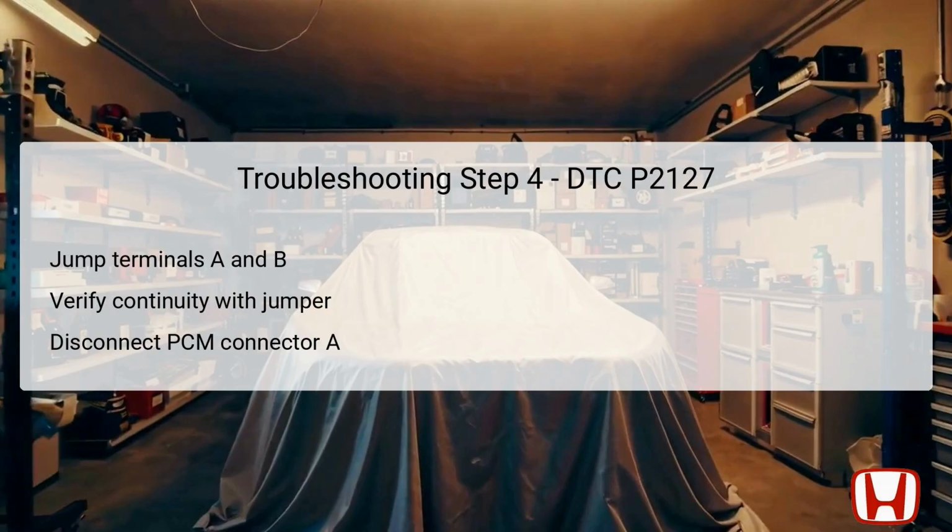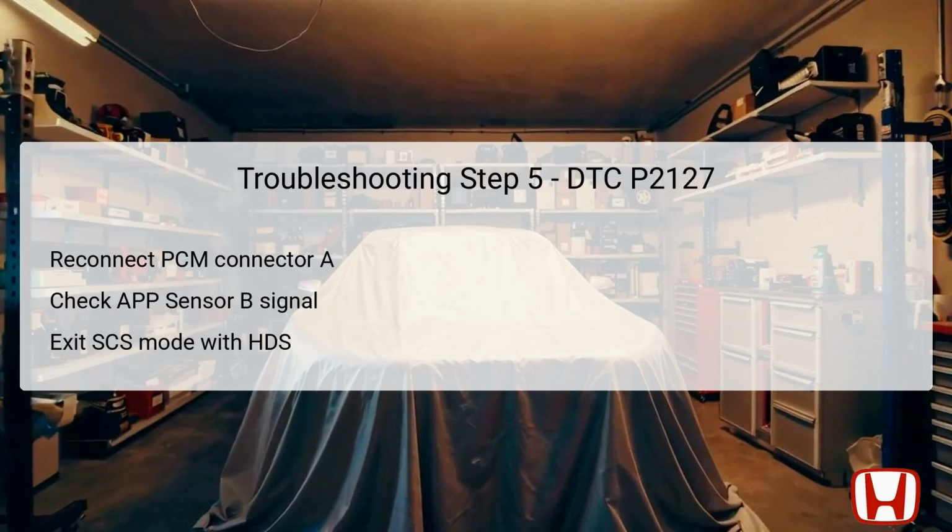If continuity is established, this means that the APS2 wire is in good condition and you should advance to step 5. If continuity is not present, this indicates an opening in the APS2 wire requiring immediate repair between the PCM and the APP sensor. Moving on to step 5.